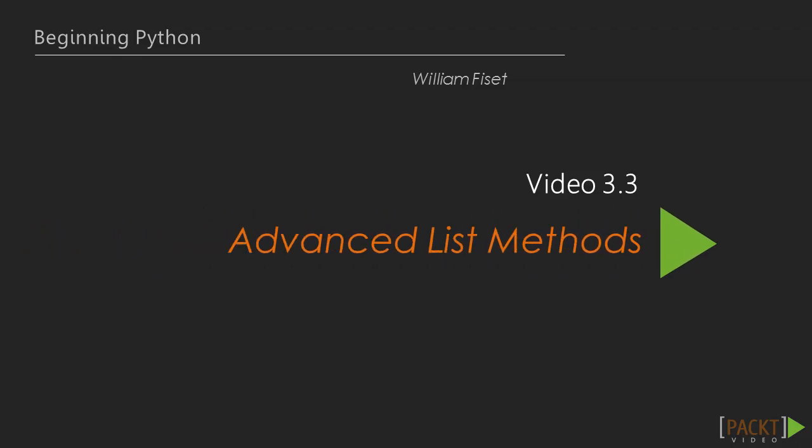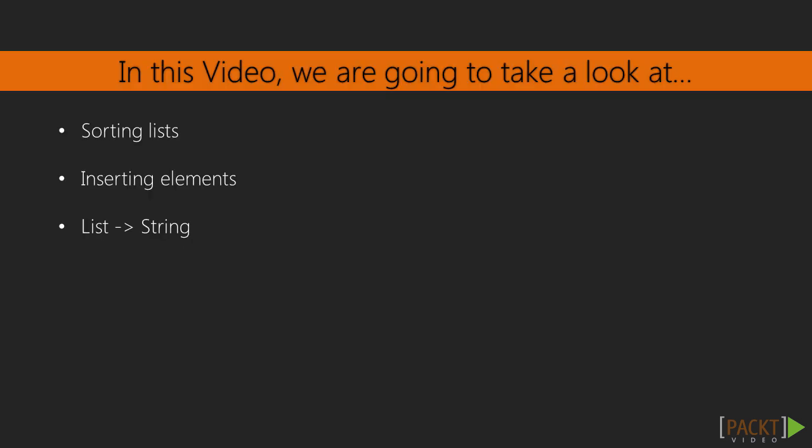In the last video, we covered basic list manipulation methods, such as append and remove. Now we're going to take that a little bit further and look at some things that are slightly more complex. So in this video, we're going to look at how to sort lists, how to insert elements at a specific index, and very importantly, how to convert a list to a string.